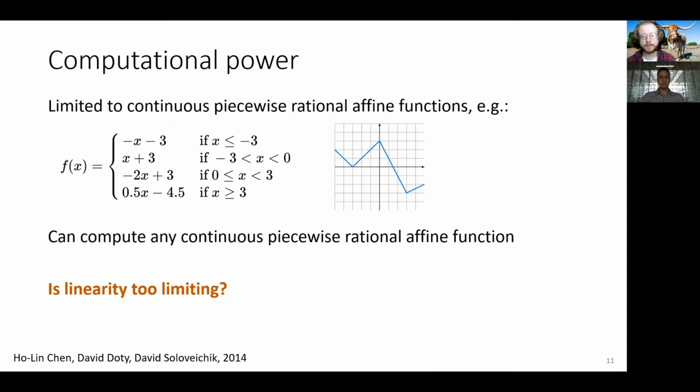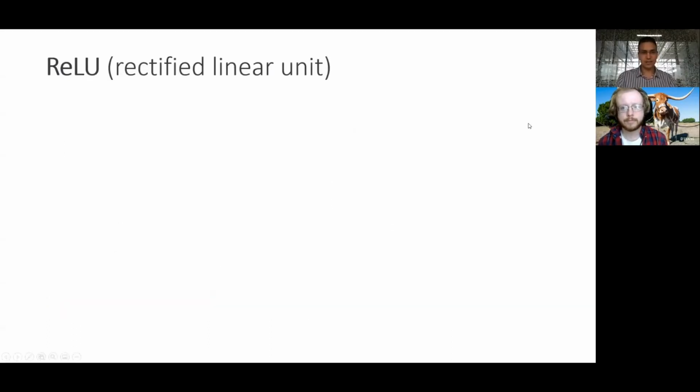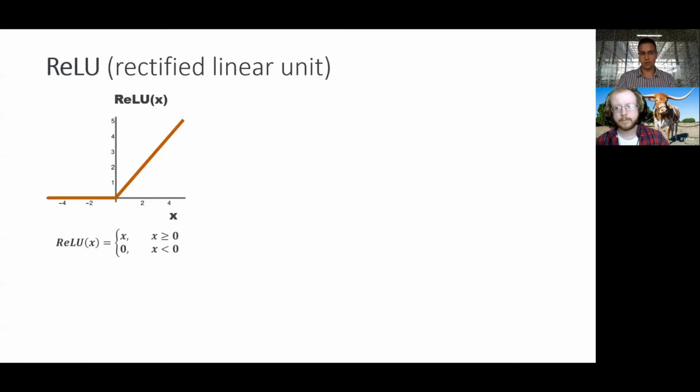So then the only question left over is, is this linearity too limiting? Is this too much of a restriction on what we can compute? I think Marko has a good answer. Yes, so I'll start by talking about the ReLU function. What is the ReLU function? The ReLU function computes value x if x is greater or equal to 0, otherwise 0, like shown in this plot. And this function is very popular in the neural network community because it's a widely used activation function.